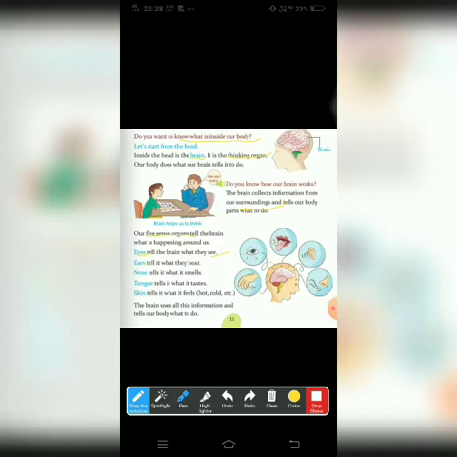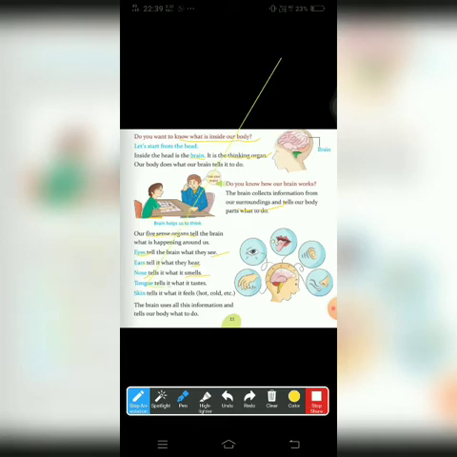Next, ears. They tell the brain what they hear. Your ears help you to hear. Suppose when I say you stand up, your ears have heard it and passed the signals to the brain. Now the brain will instruct the legs and we will stand. Nose tells it what it smells. Suppose we feel that there is something burning around us, so our nose tells us that there is something burning. It feels the smell and then passes the signal to the brain.